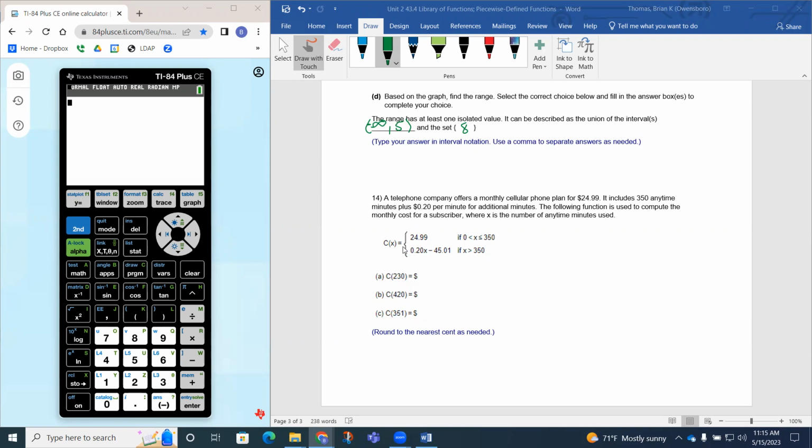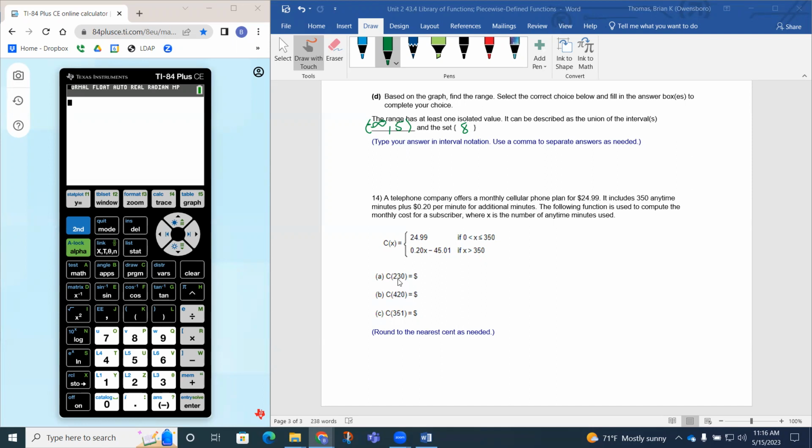So the function is C, which stands for our cost function, where X is going to be the number of anytime minutes. So the cost of $24.99 is only going to occur as long as we stay between 0 and 350, including 350. But once we go over 350, we then have to use this function, which is going to be 20 cents times anytime minutes minus this $45 and a penny. So that's the function that they've come up with if we're over 350 minutes.